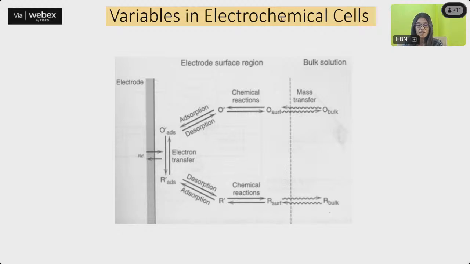So now you see where these different processes are taking place. You have an electrode on the left hand side and the bulk solution is there at the extreme right. Right near the electrode, you will find all this electron transfer taking place. And then you have the desorption process, from where you are having all these chemical reactions and the mass transfer is happening and it is reaching the bulk. And also it can occur the other way around, where from the bulk it is moving to the surface and from the surface it is getting adsorbed. So these are all the different variables in the electrode surface region, as well as in the bulk solution, where all these different processes are taking place and they have a lot of variables in it.